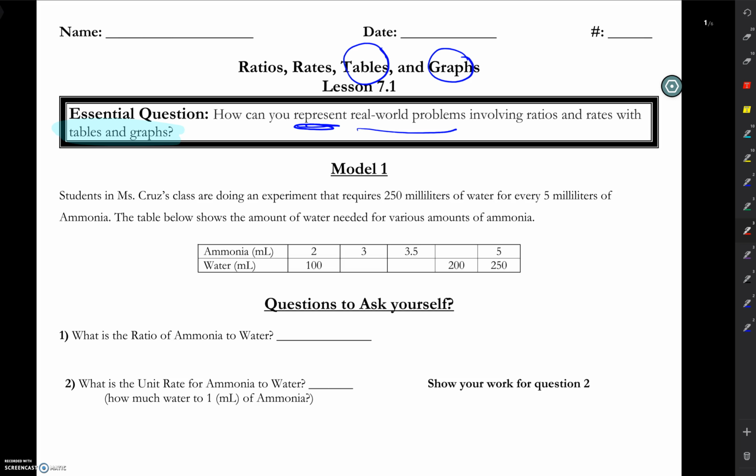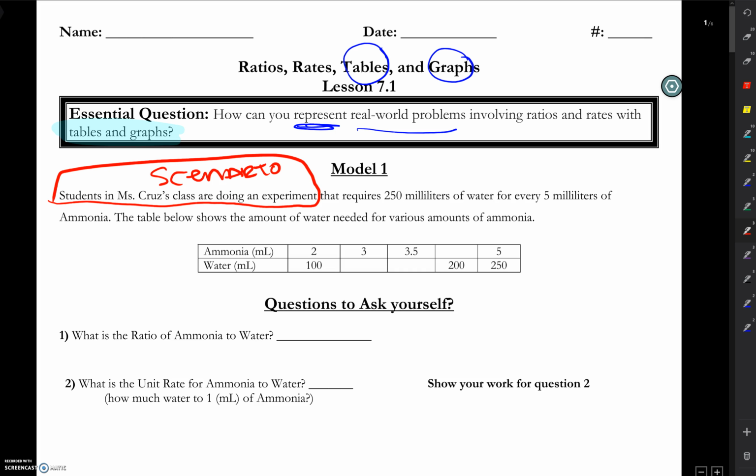Okay, here's model 1. It says students in Mrs. Cruz's class are doing an experiment. So here is the scenario. What is happening? In Mrs. Cruz's class, they're doing an experiment. It requires 250 milliliters of water. And here's a key word. For every, this tells me it is a ratio. For every 5 milliliters of ammonia. And now, ammonia is a product that we use in science and stuff like that.